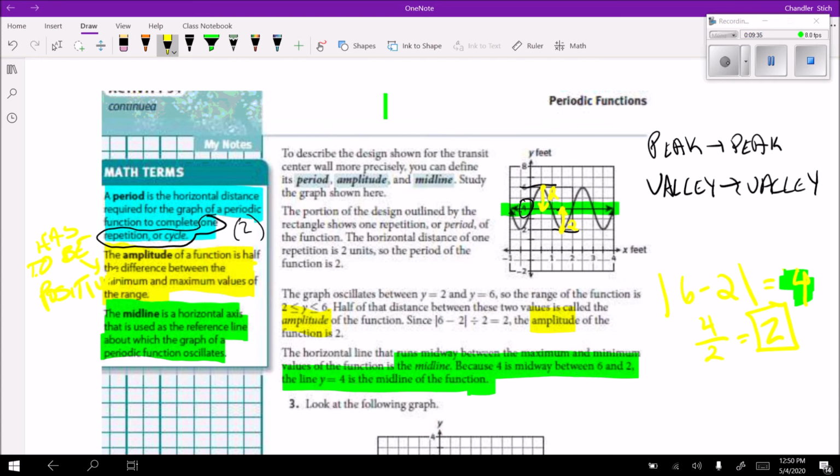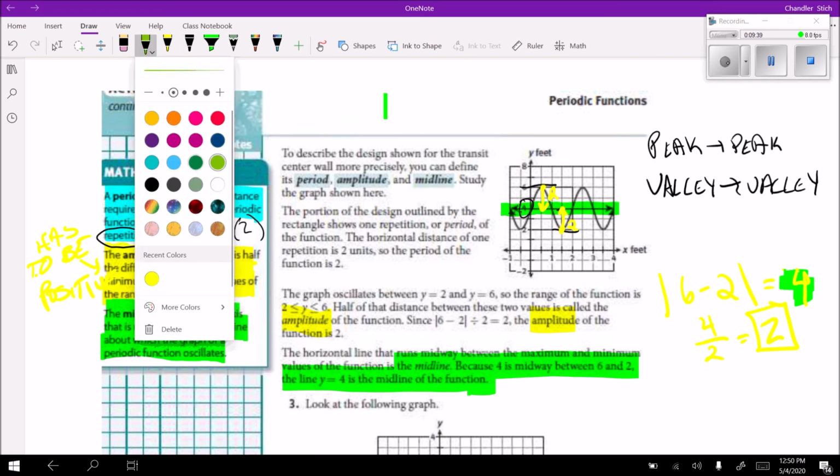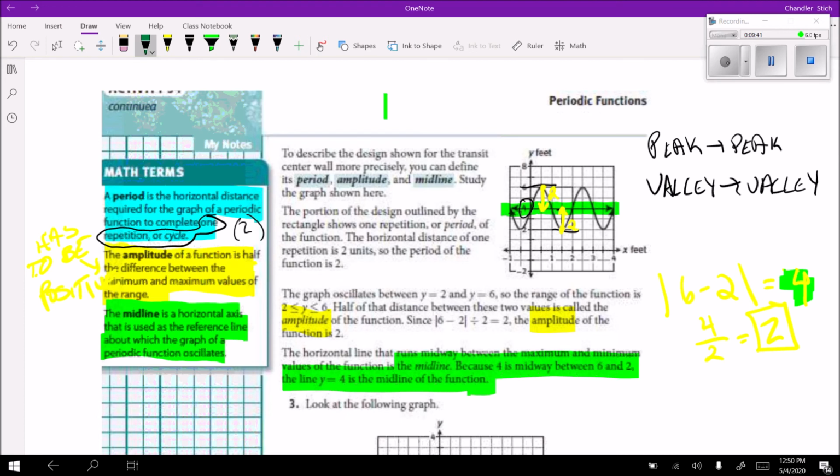And one other important thing, this is a line, right? Very important. It is a line, so we have to write it as an equation. It's a horizontal line, so we say y equals 4. Okay, that's my midline. Y equals 4, you can see it right there. You have to write it as an equation.